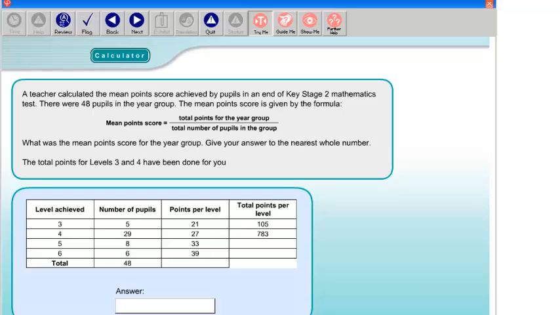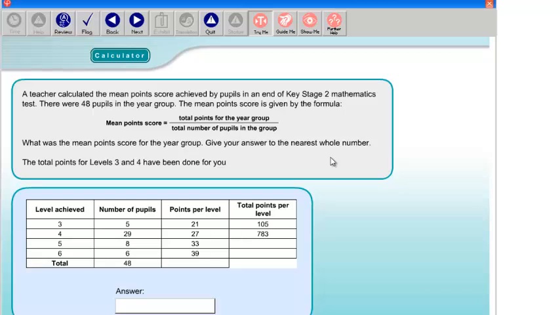Question 5 looks a bit scary because it's got a nasty looking formula in there, but let's break it down and see if it's actually that difficult after all. So the teacher calculates the mean point scores achieved by pupils in a test, and there's 48 pupils in the year group. The mean point score is given by the formula, so they're actually giving you the formula, and all you have to do is work out the mean point score for the year group as a whole. Give the answer to the nearest whole number.